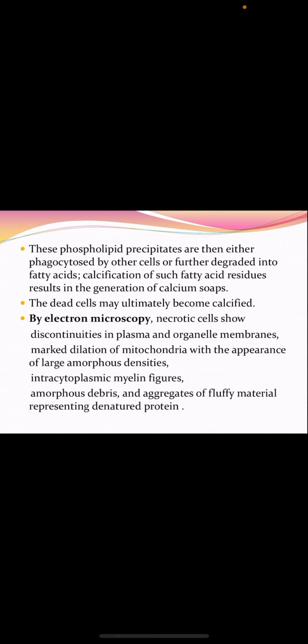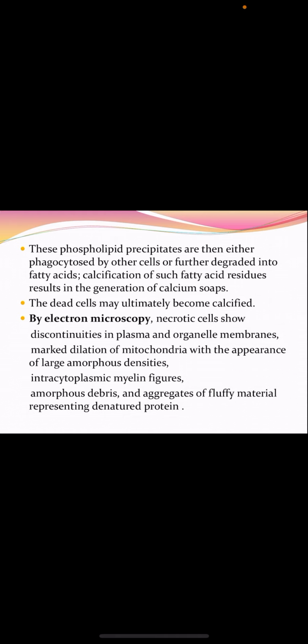These phospholipid precipitates are then either phagocytosed by other cells or further degraded into fatty acids, and these liberated fatty acids combine with calcium and cause deposits, and this whole process is known as saponification. Dead cells may ultimately become calcified.